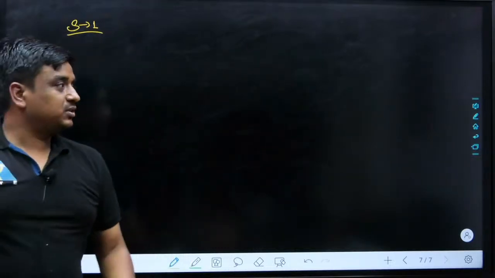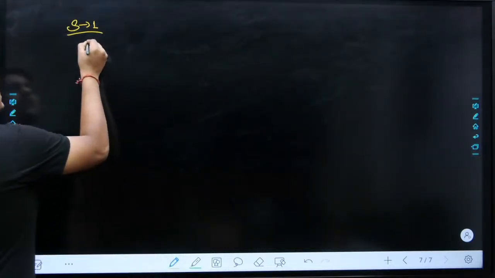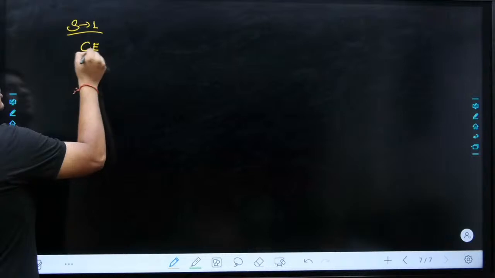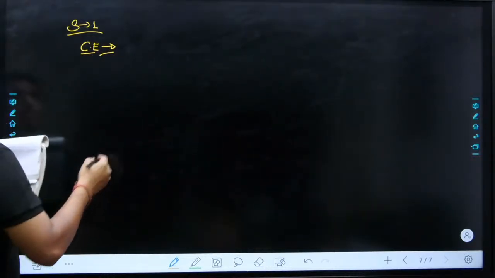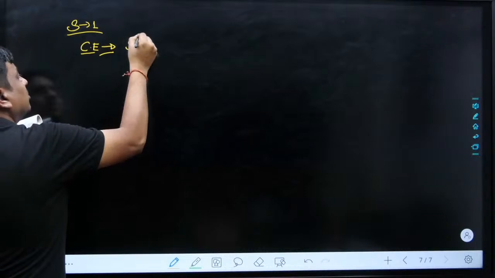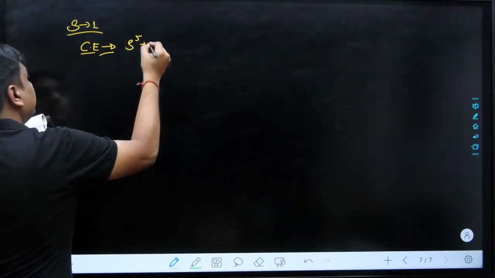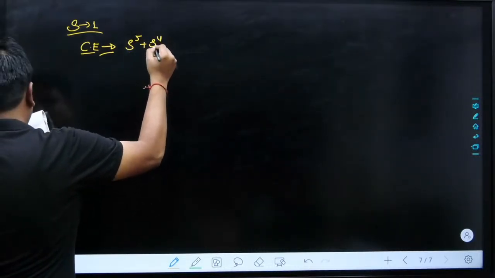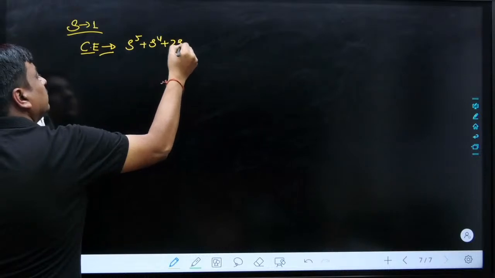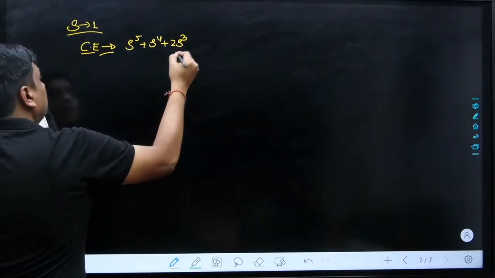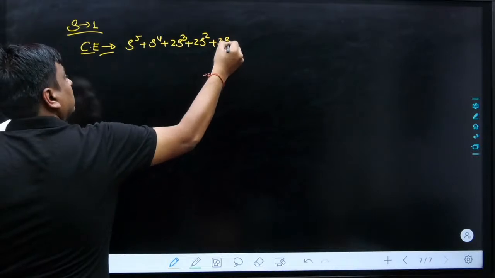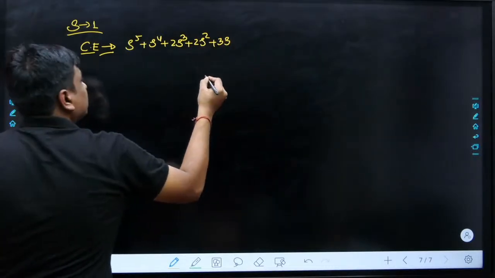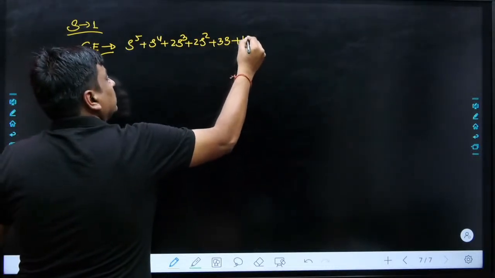And the problem is: the characteristic equation is given to you, and you have to analyze the system's stability. The characteristic equation which has been allocated along with this problem is s to the power of 5 plus s to the power of 4 plus 2s cube plus 2s square plus 3s plus 15 equals 0.